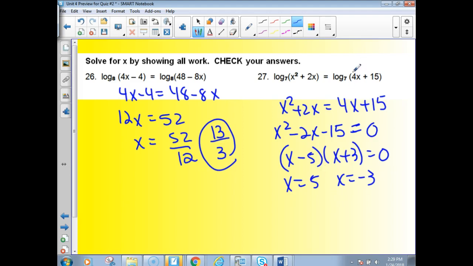Original problem, I'm only worried about the -1 because I see 5 would be fine. -3, oh, -3 squared is 9. That'd be 9 minus 6. That's okay. -12 plus 15, that's positive, so it's good. Both of those answers are good. Is that the last one?